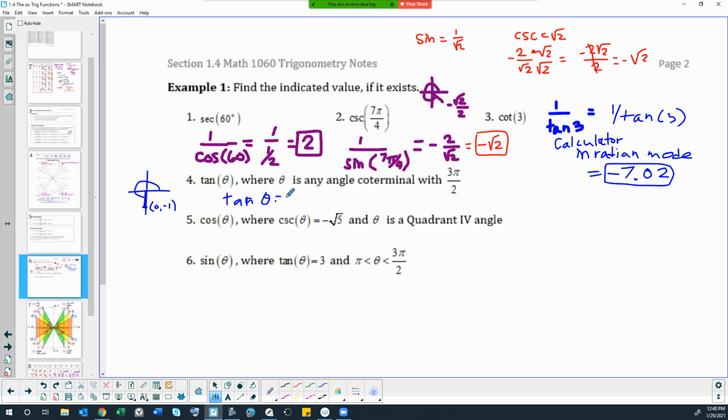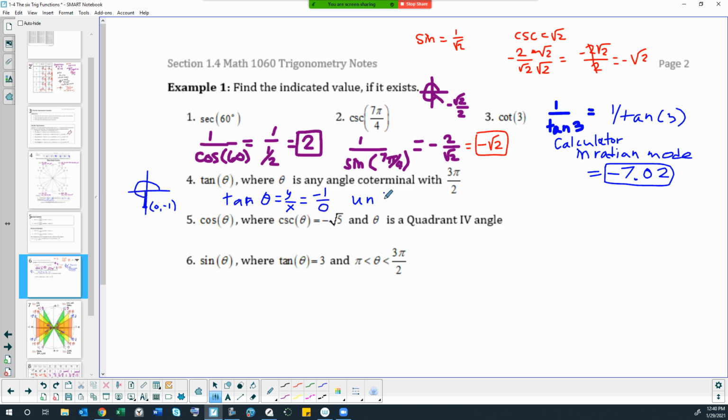Okay, tangent of theta would be y over x, and y is negative 1, and x is 0. Oh, what does that mean? We can't divide by 0. When that happens, we call it undefined.